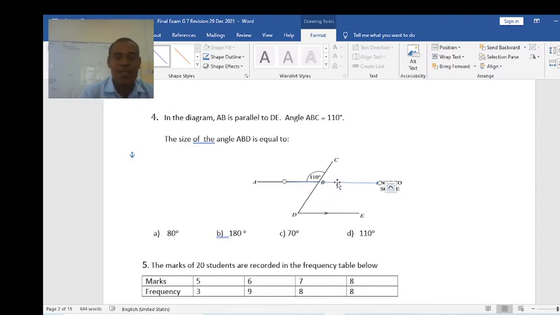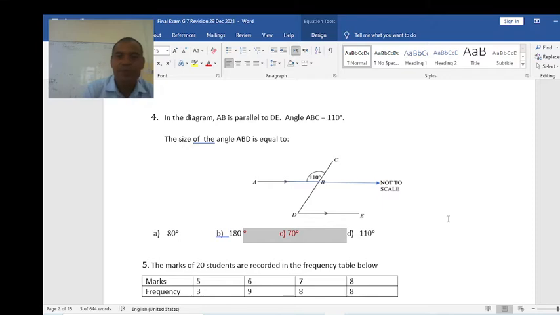It's called corresponding angles. Now the question is that if the size of the angle ABC is 110 degrees, find the size of the angle ABD. Where is A? ABD. So this one is angle sum on a line, which is 180. So 180 minus 110 gives 70 degrees. Clear?